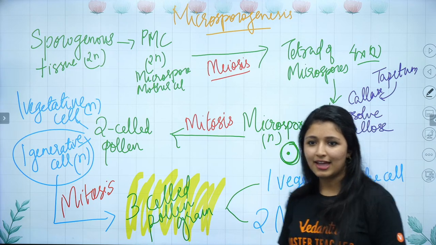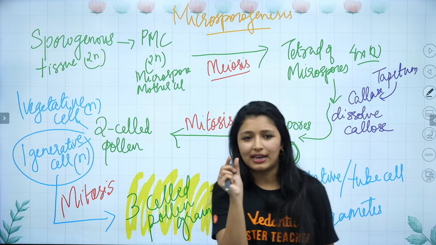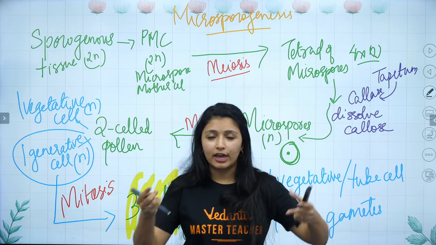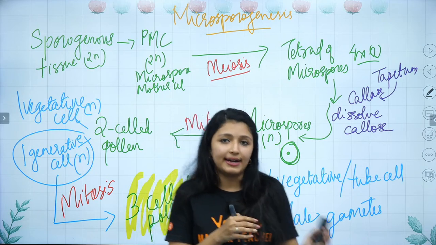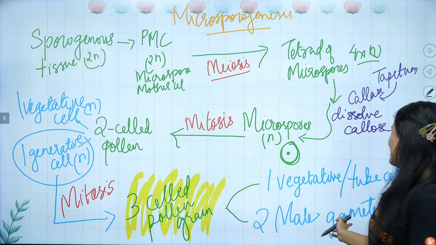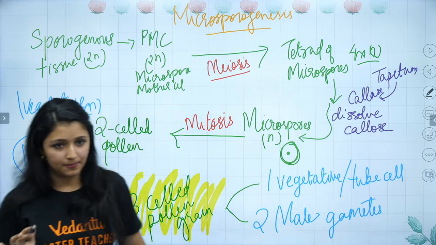Yes, hi Danush. Yes, one generative cell is there. That's a small cell. Vegetative cell is big, generative cell is the small cell. And that small generative cell will again divide and form the two male gametes. And this is your mature pollen grain. Okay?